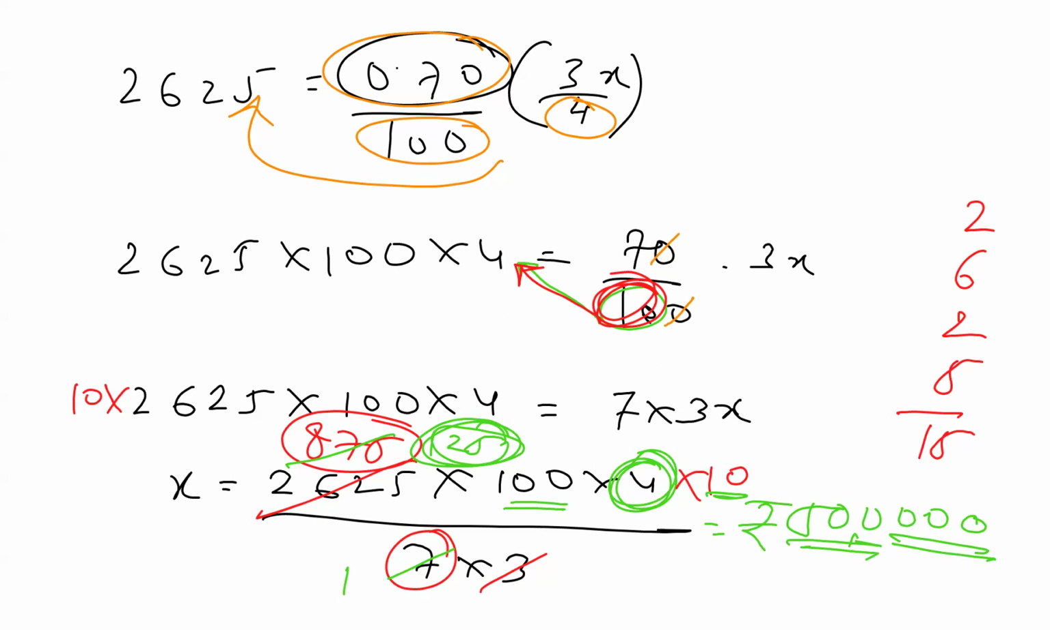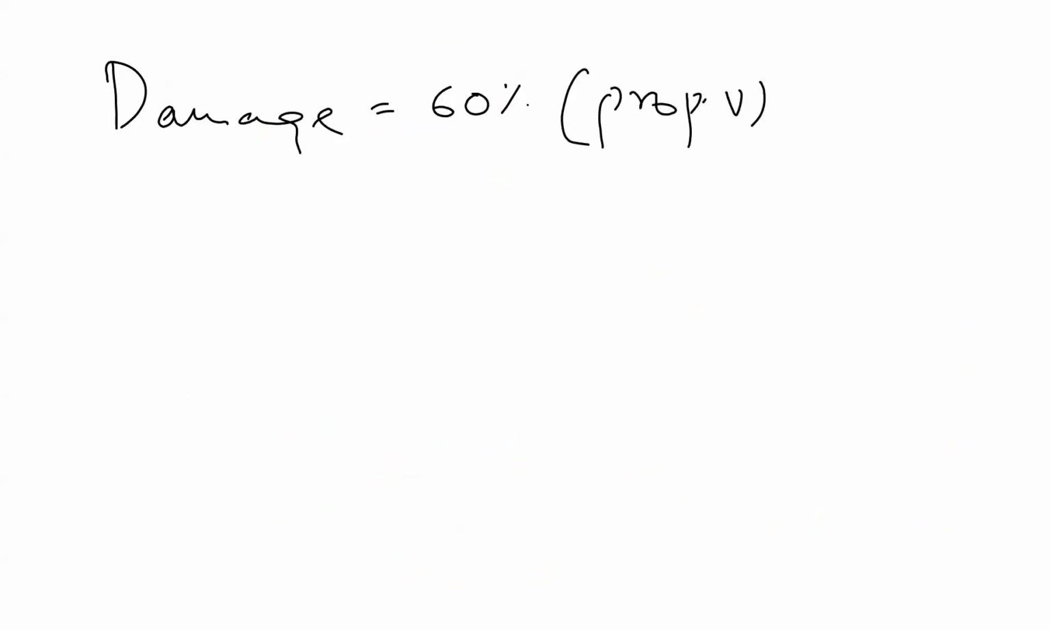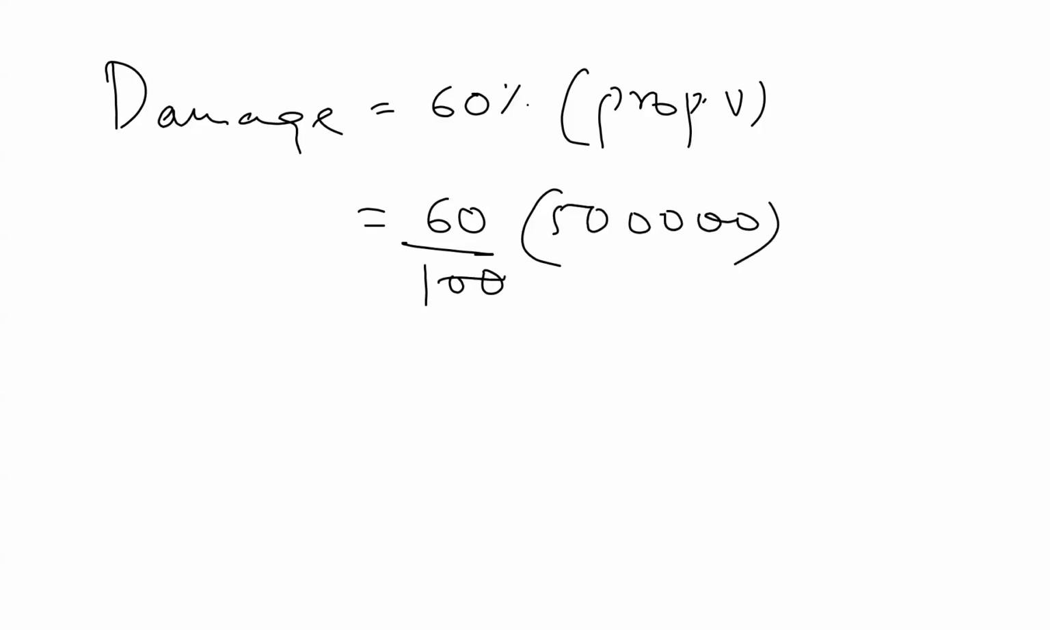The building is damaged to the extent of 60% due to fire. So let's calculate damage. 60% of the property. See, damage always occurs in the property. So 60 upon 100 into property value. Property value we just calculated, that is equal to 5 lakh. So the zeros are getting cancelled. So this will be rupees 3 lakh.